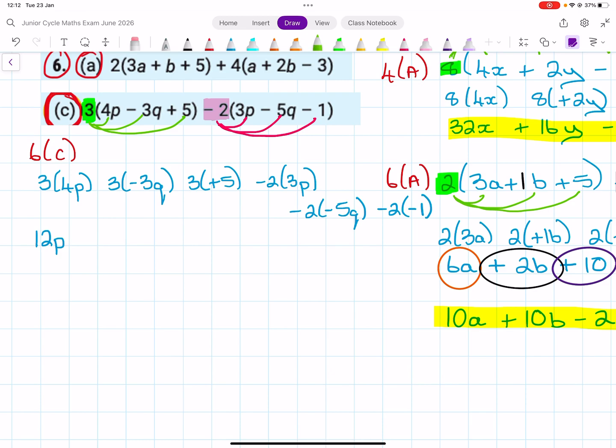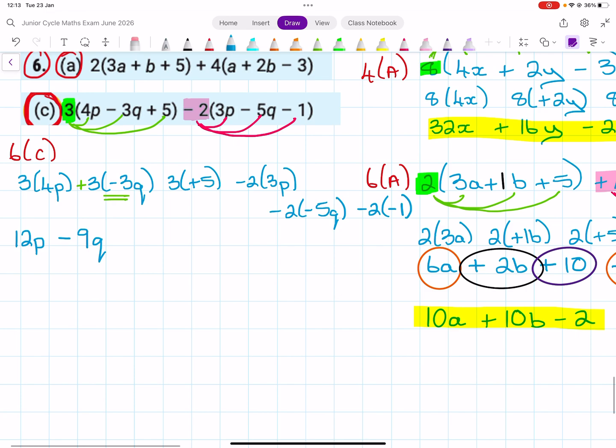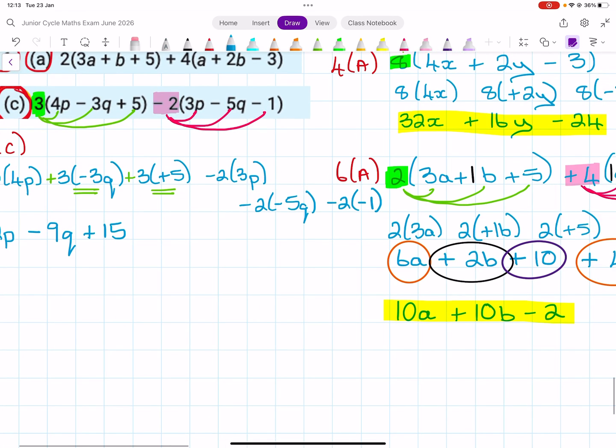Moving on then to this one here. So the signs are different, which means minus. 3 times 3 is 9, and then we just have a Q. Yeah? Moving on to this one here. The signs are the same. So we have a plus. 3 times 5 is 15, and there are no letters.